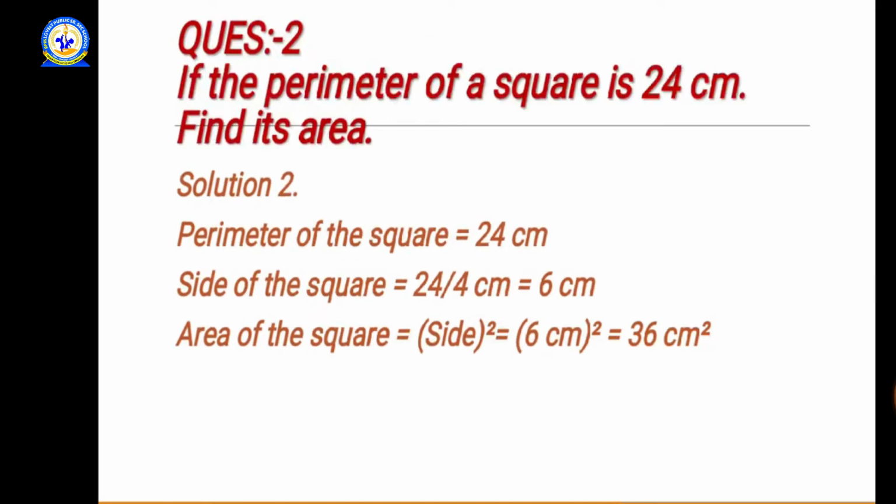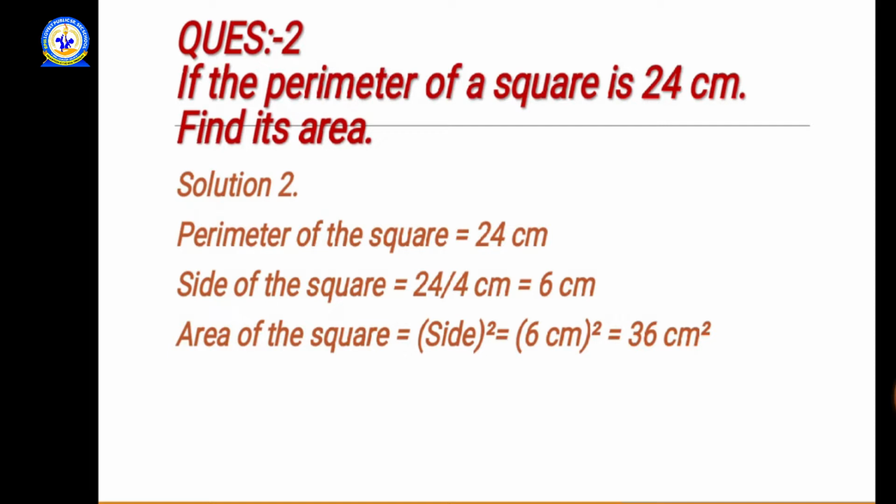Now, question number 2. If the perimeter of a square is 24 centimeter, find its area. Now in this question they have given the perimeter of a square and we have to find its area. For that we need a side. Through perimeter of a square we will find the side of the square.